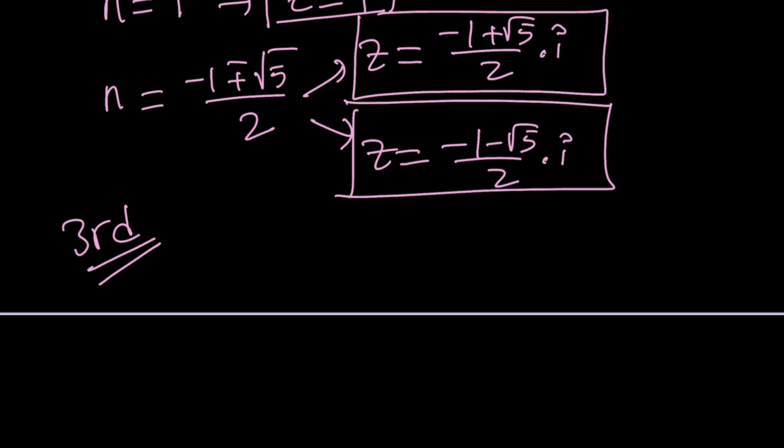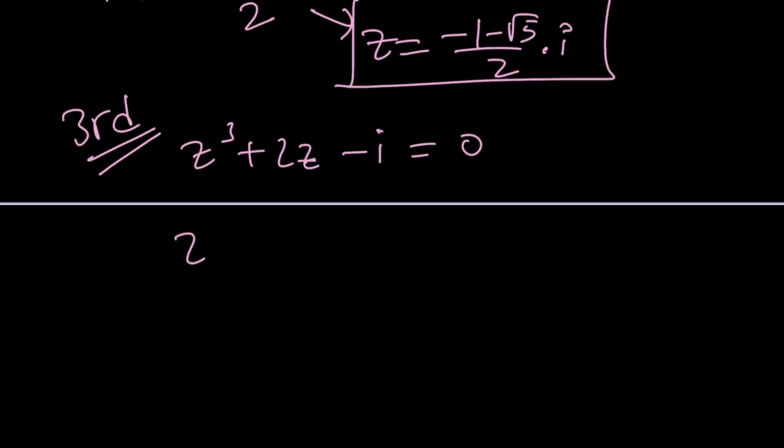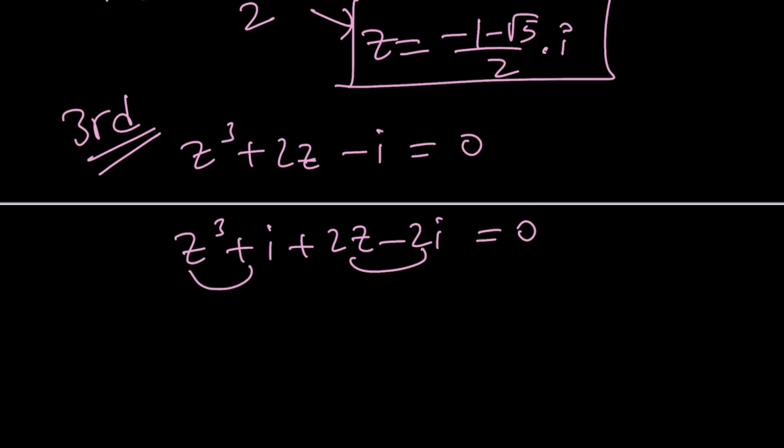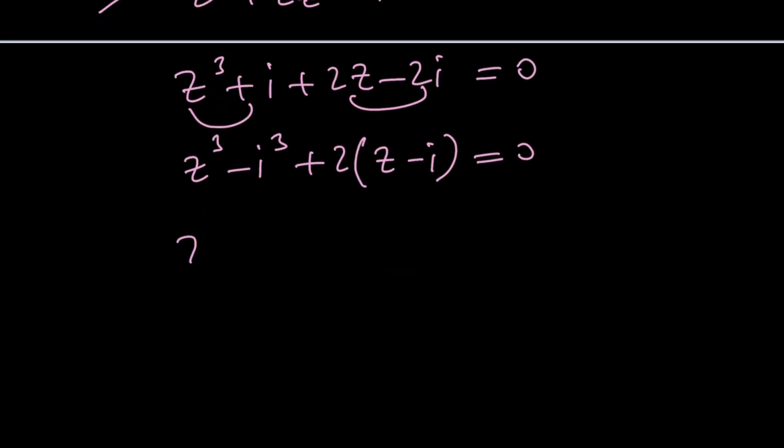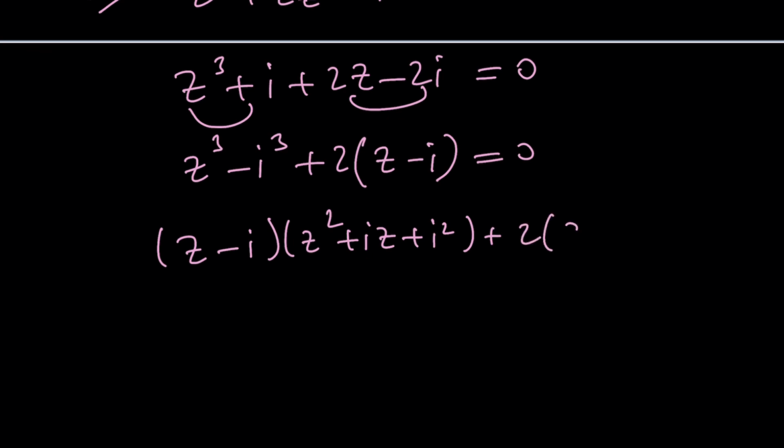So third method. The third method kind of uses a similar trick, but without reverting this to integers. So here's what I notice. I can write this as z cubed plus i plus 2z minus 2i equals 0. Why? You might be questioning. Because i cubed is negative i, so negative i is negative i cubed. So I can now write it as z cubed minus i cubed, and I can factor out a 2 here. And guess what? We could use difference of two cubes. How nice is that? z minus i, z squared plus iz plus i squared, plus 2 times z minus i.